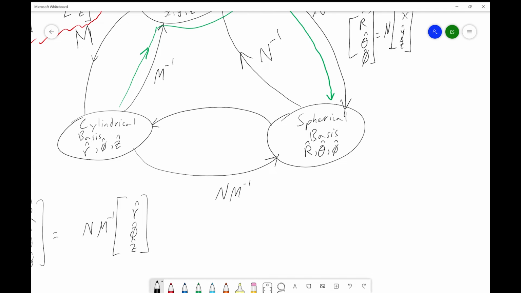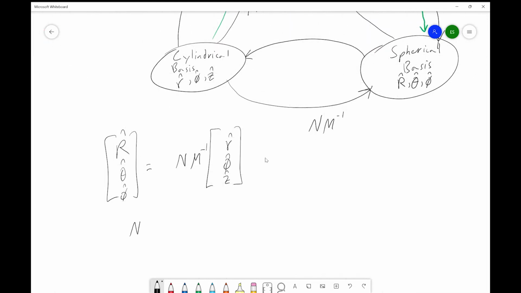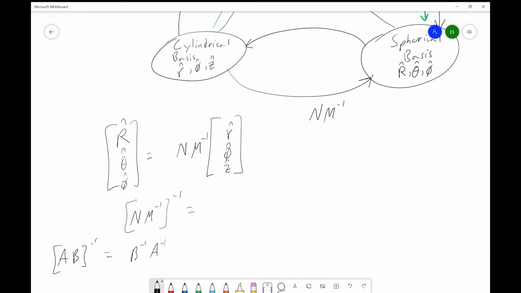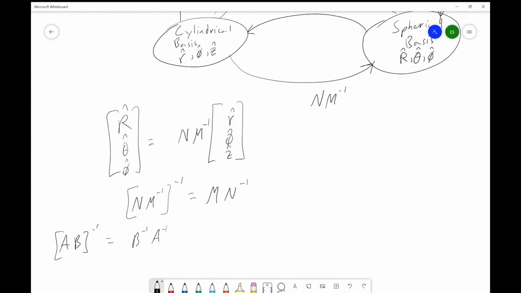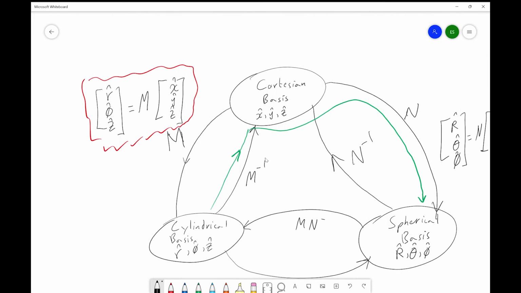And then the inverse is simply, this is another property of matrix algebra. If you take the inverse of a product of two matrices, you swap the matrices and then you invert. Let me write down the property here: for AB, where A and B are matrices, the inverse is just B inverse times A inverse. This is a basic result in linear algebra. So this I can write as M inverse inverse, which is M, and then N inverse. So going back is just M N inverse.